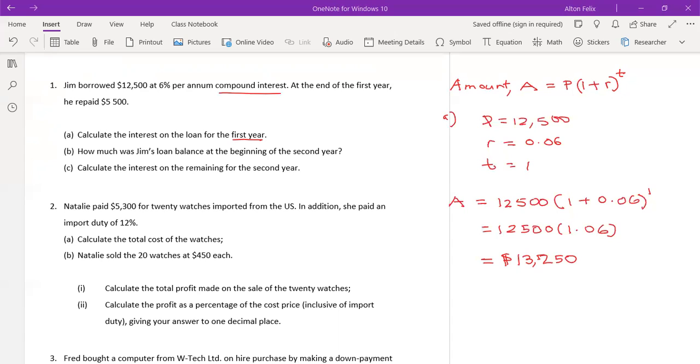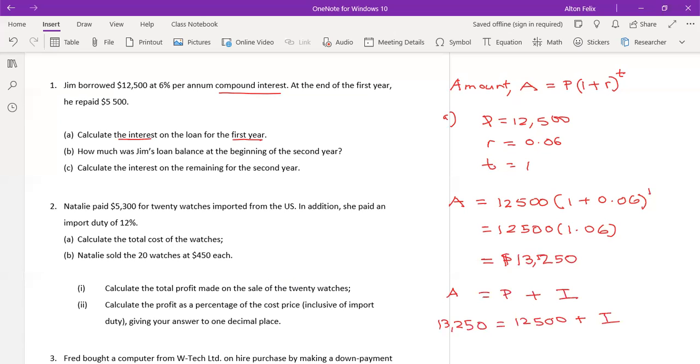Right, there it is. So now there's a connection between interest, amount, and principal. The amount here will constitute principal and interest. The question asks us to find the interest on the loan. So if the amount after 1 year is 13,250 and Jim borrowed 12,500, then the additional amount over that period is what's going to be the interest. Of course, we're going to subtract 12,500 from the 13,250. So let's do that.